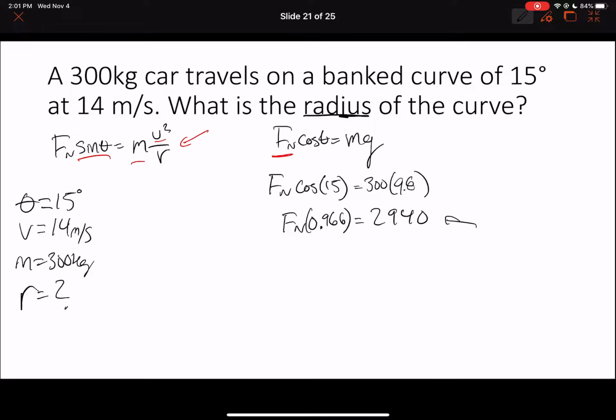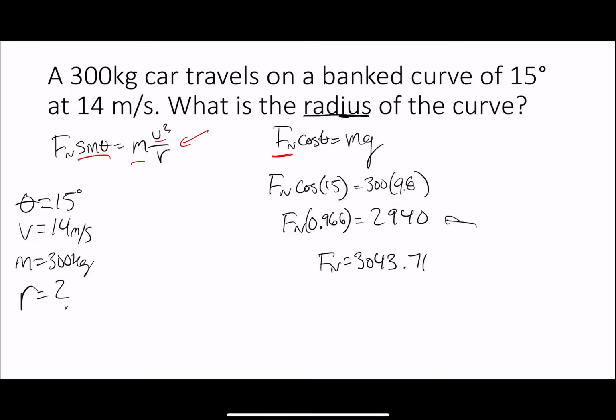So 2940 divided by that number, and I get my normal force is equal to 3043.71. And so now I can plug that all into the left side over here. So we get the normal force, 3043.7, times sine of 15 is equal to my mass 300, times 14 squared over r, and we're solving this for r.